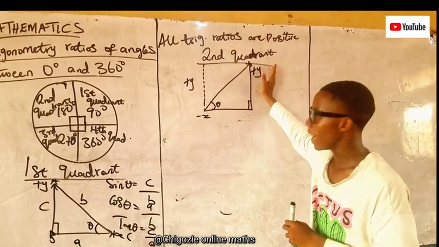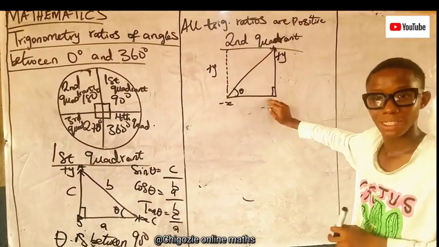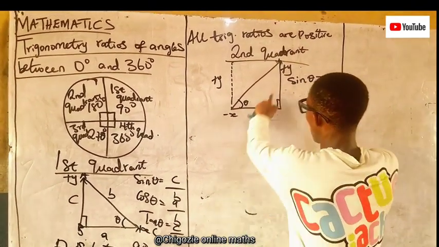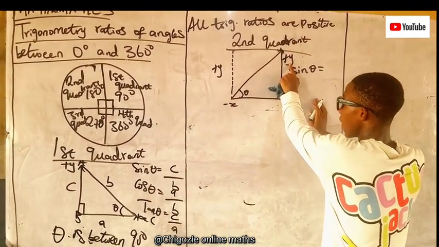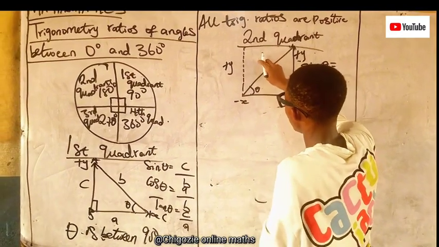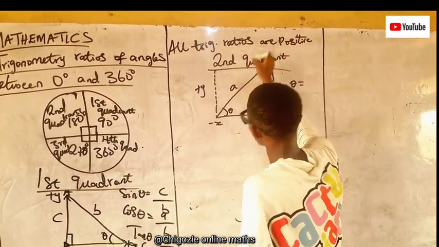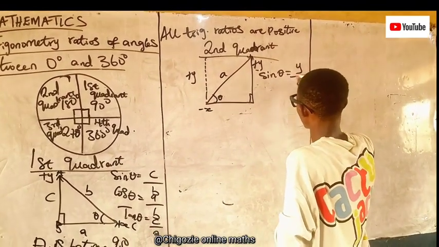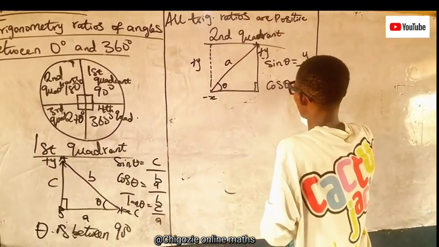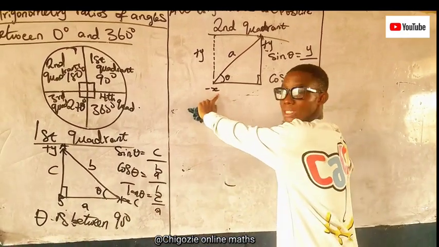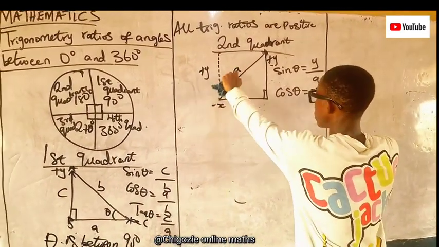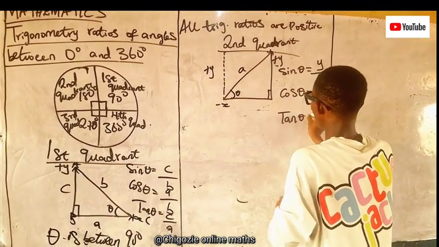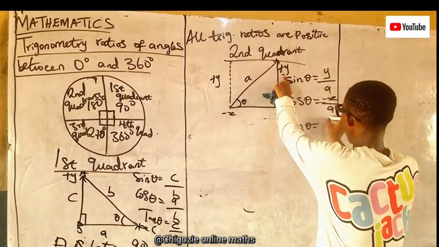Now, let us solve for sine theta in this. Here is positive y, and here is negative x. Sine theta is equal to opposite, which is y, over hypotenuse, which is A. Cos theta is equal to adjacent, which is minus x, over hypotenuse, which is again A. And tan theta is equal to opposite, which is plus y, over adjacent, which is minus x.